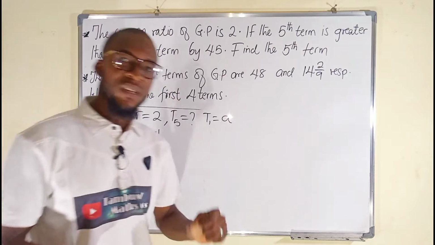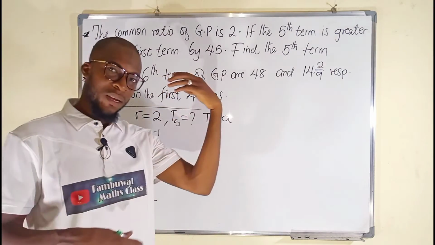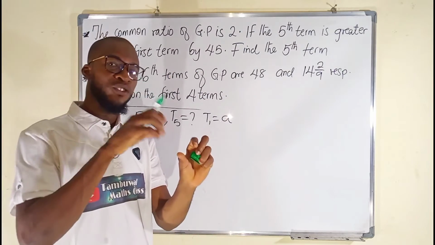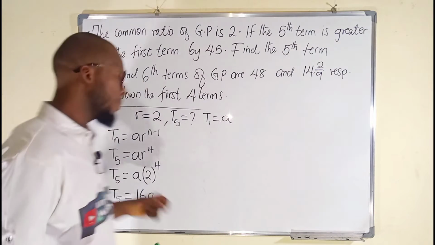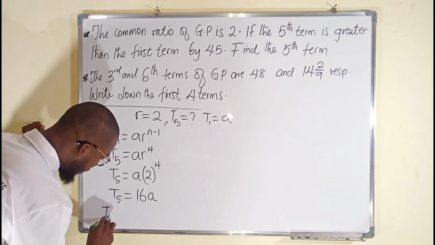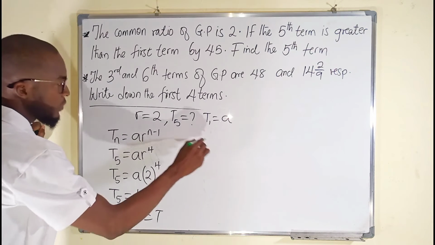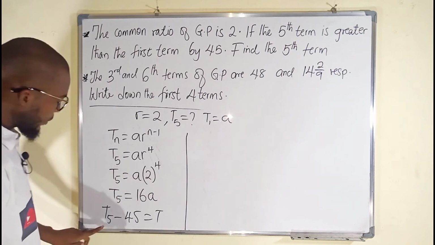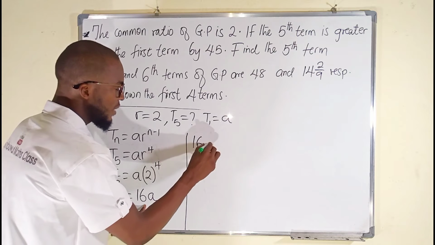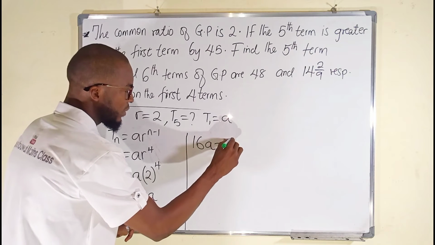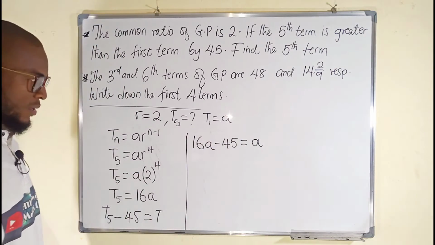But from this condition, it says that term number 5 is 45 greater than the first term. Therefore, if we subtract 45 from that term, we obtain the first term. T5 minus 45 will give us the first term. But term number 5 is 16A. Therefore, 16A minus 45 is equal to the first term, which is A.